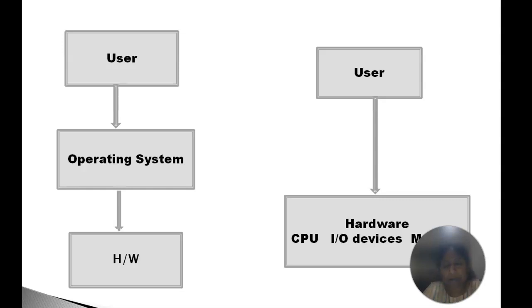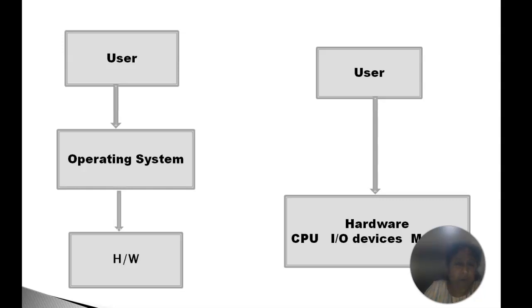Each time he has to write the code for whatever purpose he is accessing those input or output devices. For the functioning, he has to write the code again. If he is an expert, then he can do this task. But if he is not an expert, then he cannot do this type of task.